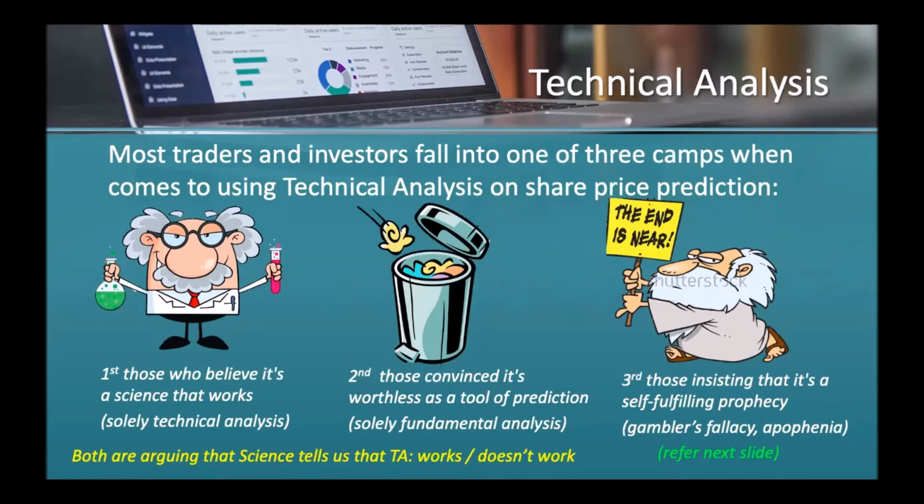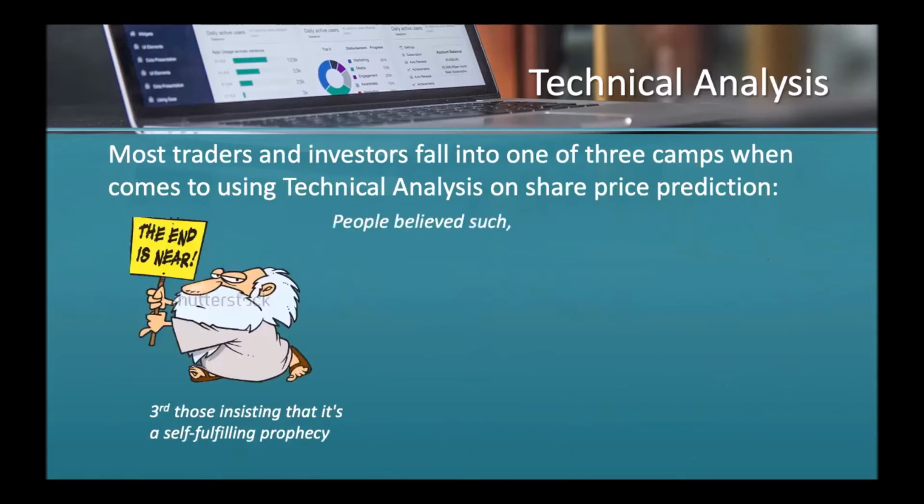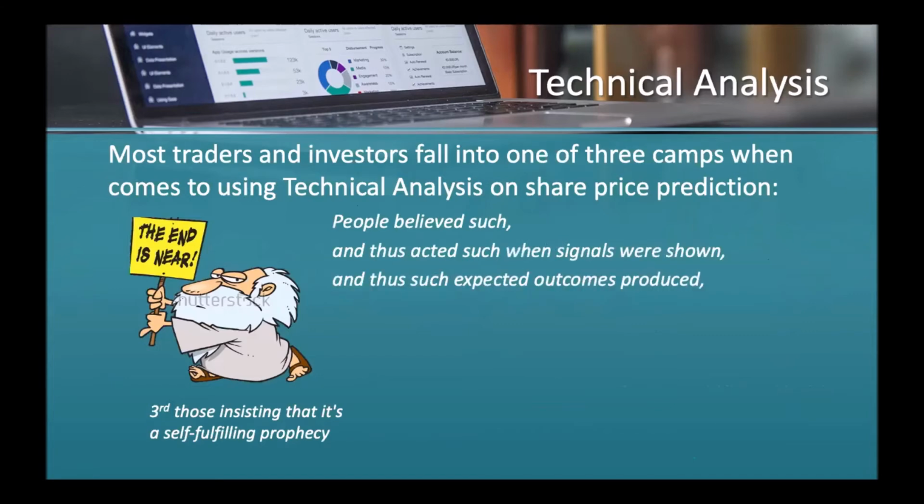The third concept is that people believe as such, so they act as such when the signal appears. So the expected outcome is produced because of their action.